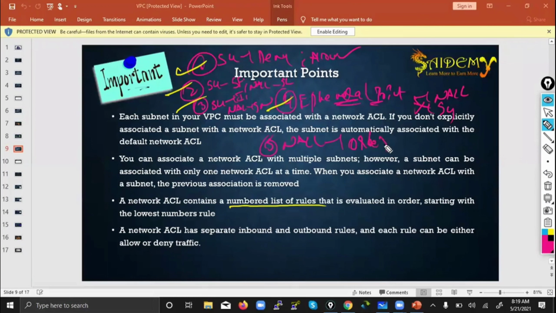NACL follows how to allow or deny the traffic in an order. Whereas in security group, is there any order? Is there any number? No. You can give anything. SSH you can give first, HTTP you can give first, but it doesn't follow an order. Ultimately, it will take all the rules you define in the inbound rules. But in NACL, it follows the order because we have numbers here, evaluated in order. So that is the easy point actually.